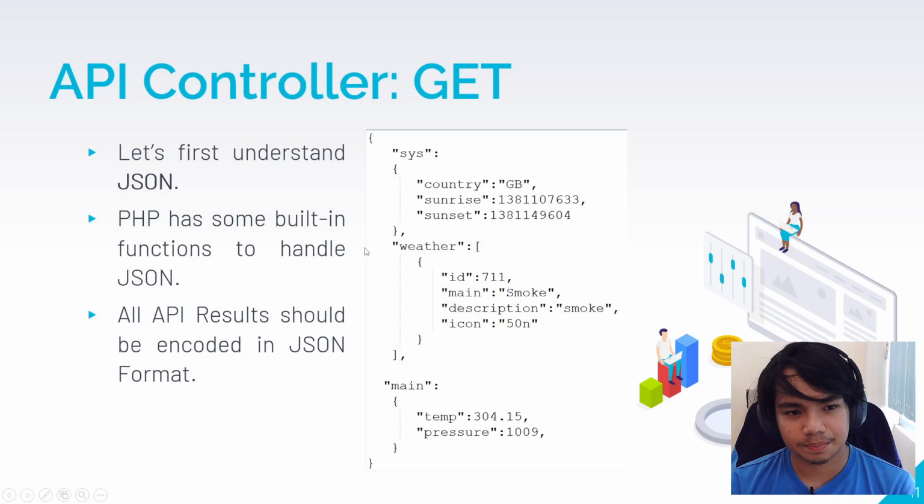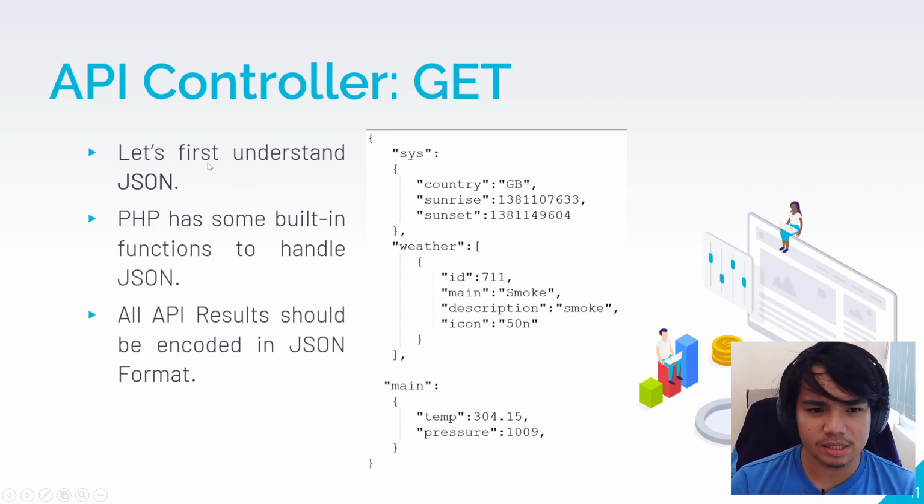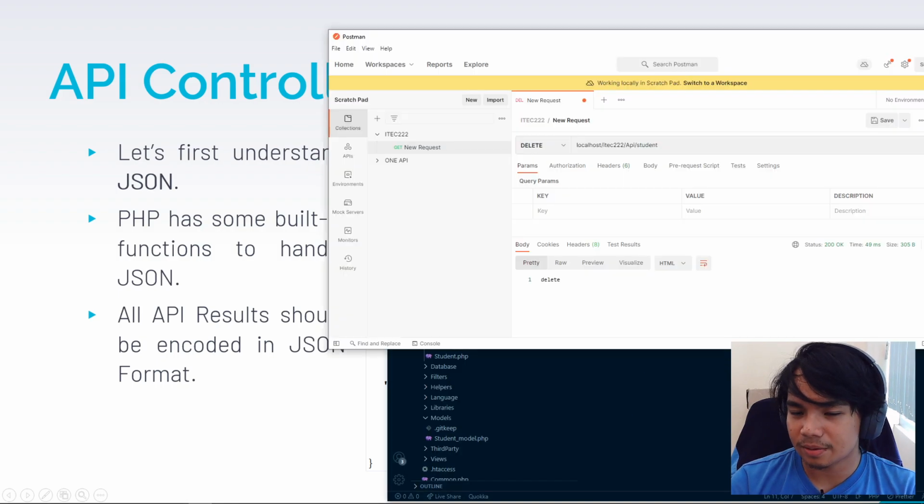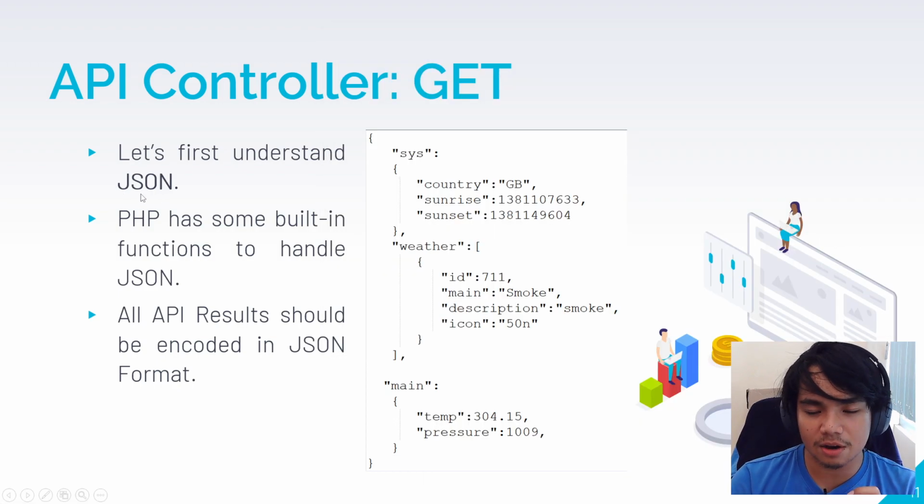Next. But first, let's understand that all HTTP data, the result and the request, are all in JSON format, or JavaScript Object Notation. So this is a sample result in JSON format. PHP has some built-in functions to handle JSON, and all API results and requests should always be encoded in JSON format. It's just like a multi-dimensional array.